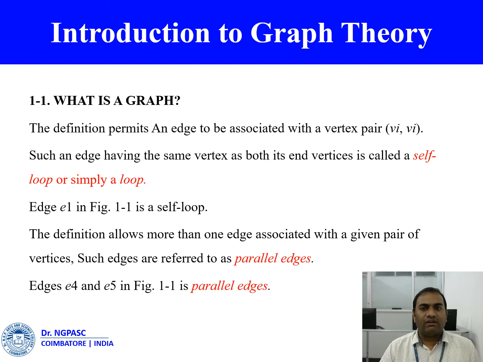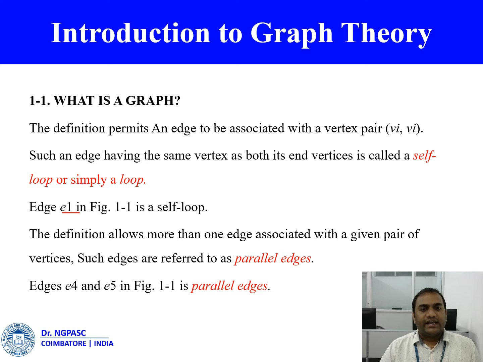Then, a special type. The definition permits an edge to be associated with a vertex pair Vi, Vi. Such an edge has the same vertex as both its end vertices and is called a self loop or simply a loop. In the above diagram, there is one loop. Here it is a self loop.